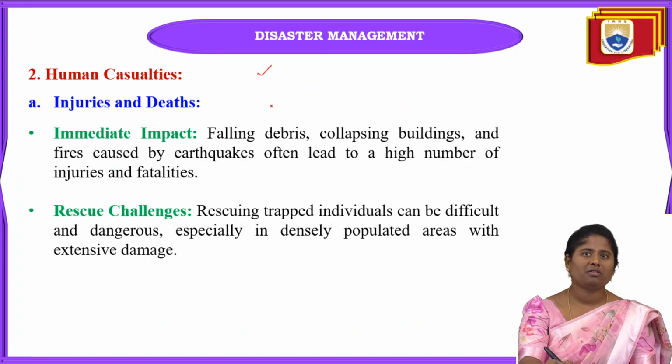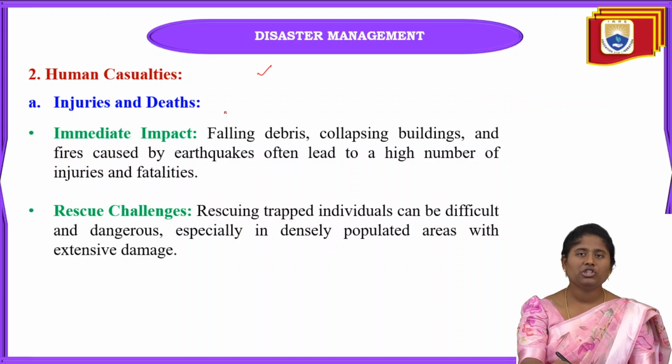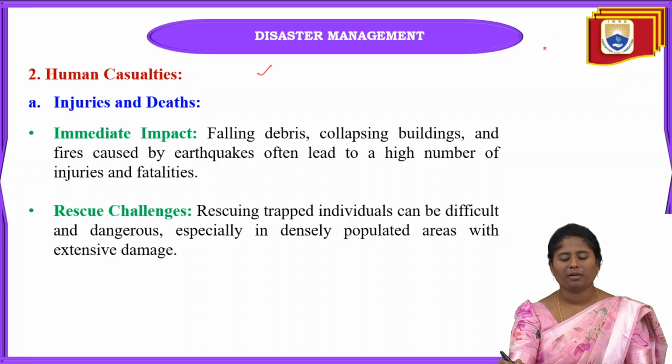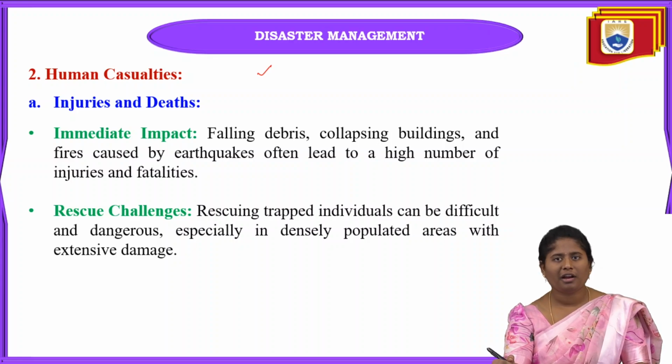Next one, after structural damage, is human casualties. Because of earthquakes, the human casualties we can face are injuries and also death. In that, the first one is immediate impact. When any earthquake occurs, falling debris or collapsing buildings may be caused by the earthquake.